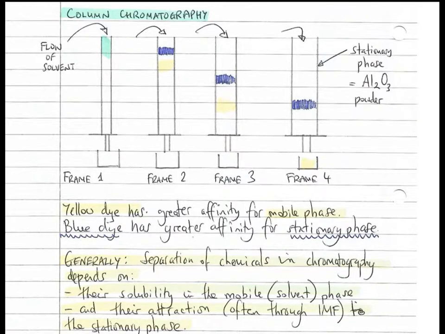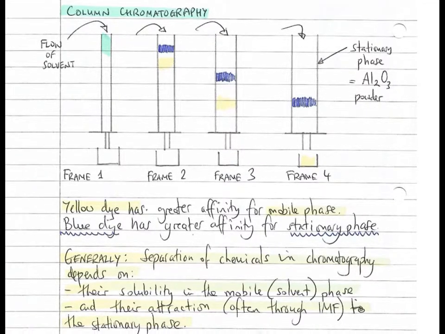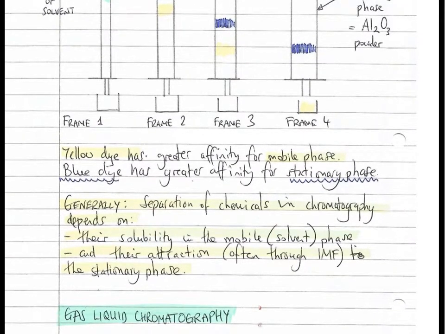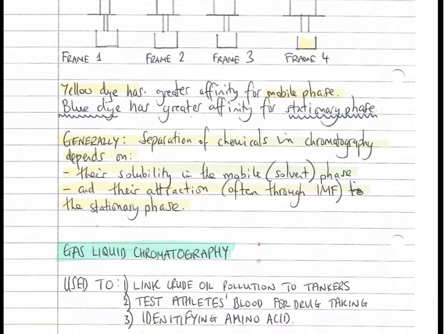This can be used for separating different types of molecules, not just dyes. It could be used to separate amino acids, because amino acids would have different solubilities in the solvent phase and in the stationary phase. The blue dye has a stronger attraction to the stationary phase, hence it moves more slowly. So generally the separation of a chemical depends on a couple of things. Firstly, the solubility in the mobile phase, and secondly, the attraction of the dye or substance to the stationary phase.